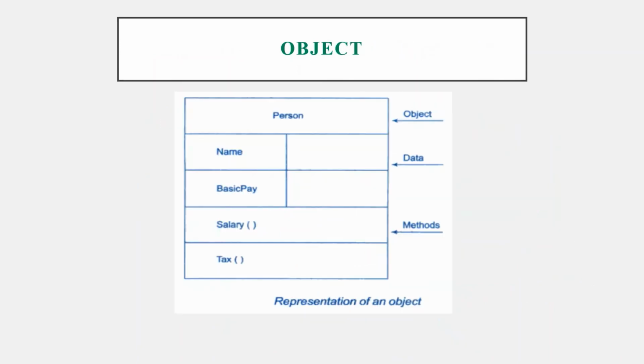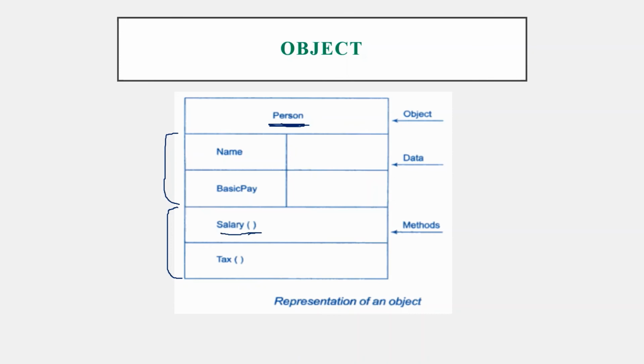Another object. What is this object? Person, a real world entity. Now it is an object. Every object has two parts. What are the two parts? First part is data part. Second part is operations or methods part. Data part: name. We can write some value here, right? Then basic pay. We can write some value here. And salary, see, this is like a method. This is an operation. Method means it is an operation.